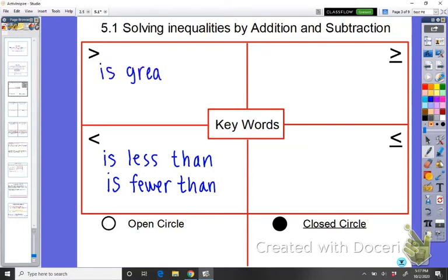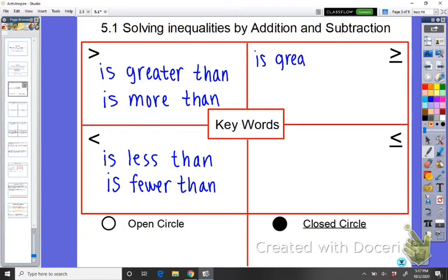So if you see the word is, followed by is greater than, is less than, that means use an inequality symbol. Is more than is also that sign. And then the ones with the or equal to, so this one is greater than or equal to. You could also say is no less than.